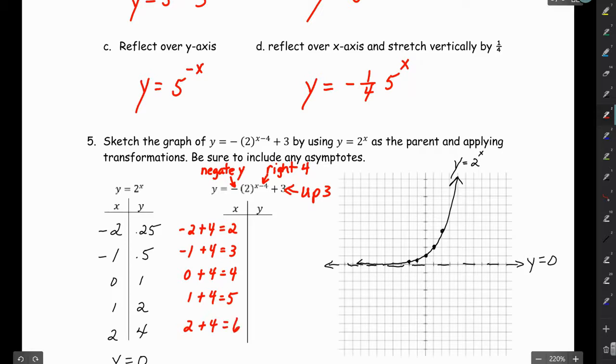We know because of the negative out front, we have to negate all the y values, and we also have to move all the y values up 3. So we have to add 3 to all the y values. So we're going to negate all the y values. So I took these values and I just put negatives out front, and I also have to move it all up 3. So I'm going to add 3 to all of those.